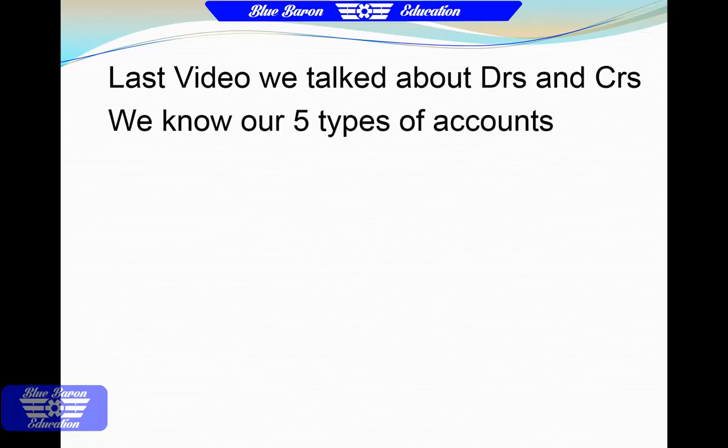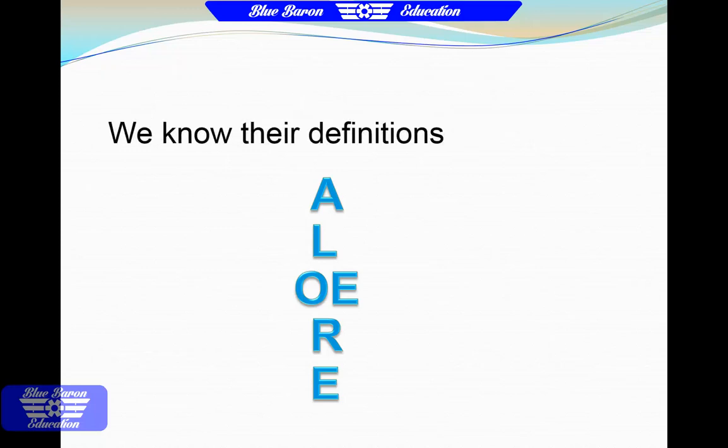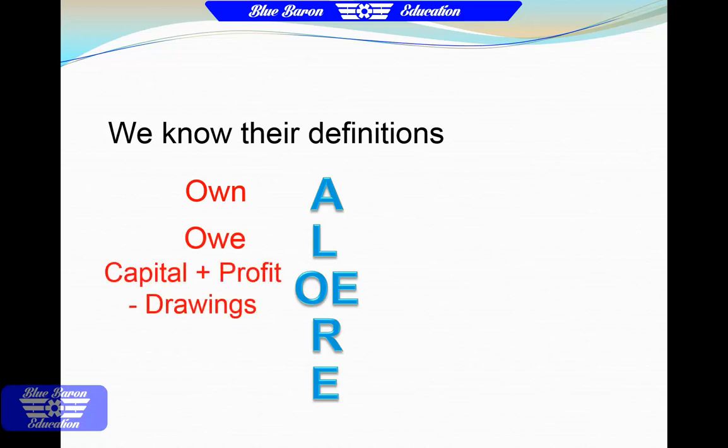We knew that there were 5 different types of accounts: our assets, our liabilities, our owner's equity, our revenue, and our expenses. We know the definition for each of these. Assets are things that we own. Liabilities are things that we owe. Owner's equity is our capital plus our profit less our drawings. Revenue are things that we have earned, and our expenses are our costs of doing business.